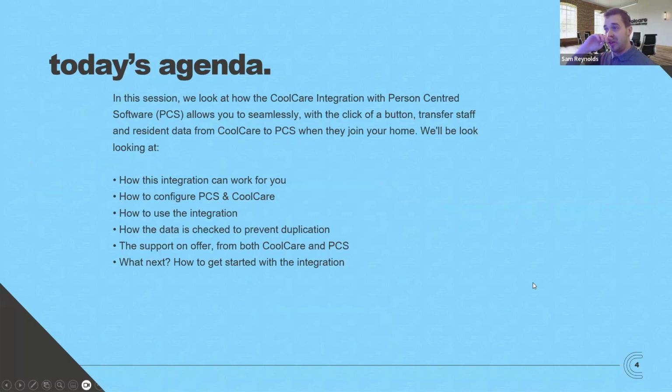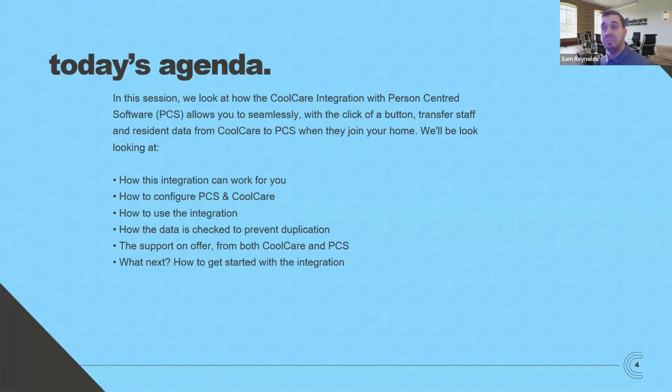What we'll be looking at today is how CoolCare's integration with person-centered software allows you to transfer staff and resident data between the two systems. We'll see how the integration works, a brief introduction to it, how it gets configured, and how to then use it, what data it needs in order to work, essentially from sending staff and resident records from CoolCare into PCS, and how to get started with it as well.